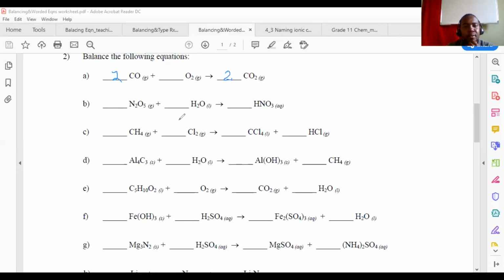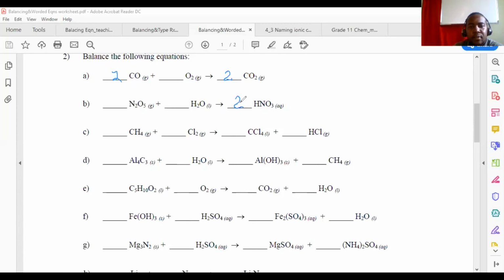All right, great. So we have two C's here, 2 C's there, and we have 2 O's here plus 2 O's. That's 4 O's on the left, and 2 times 2 is 4. Great. So that's balanced. All right, next one. Placing a 2 in front of the product. So 2 in front of the product.